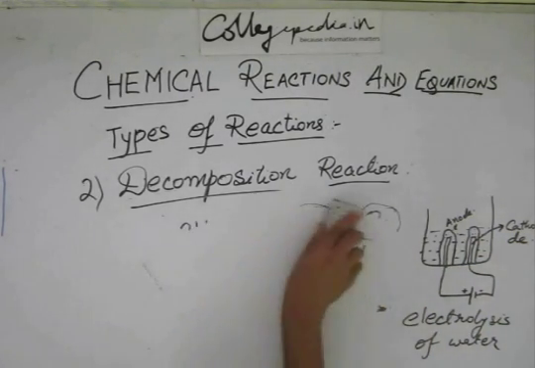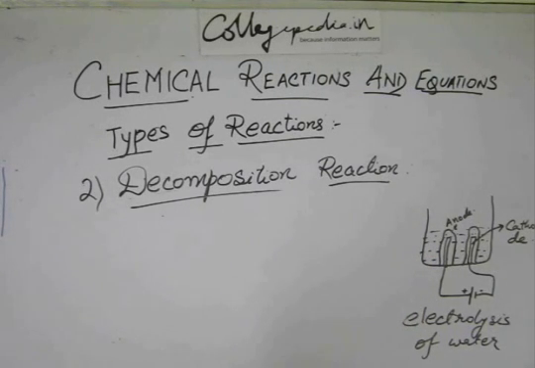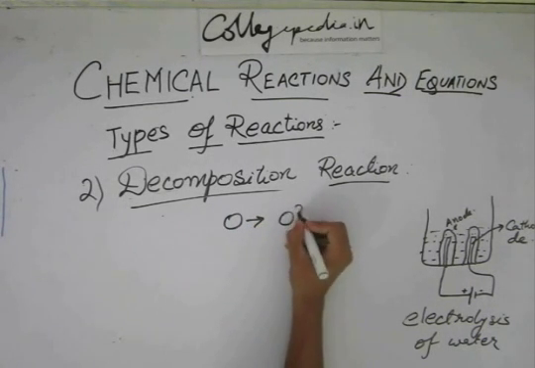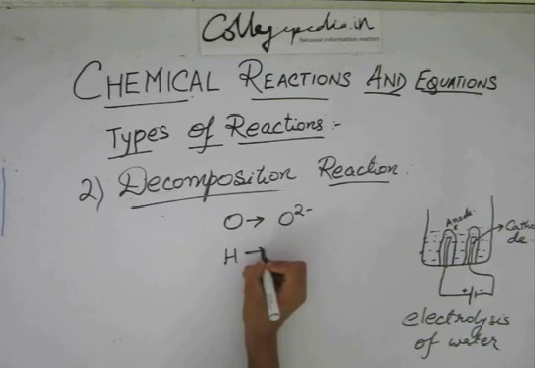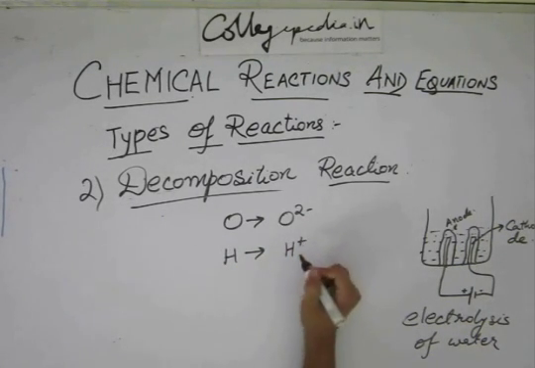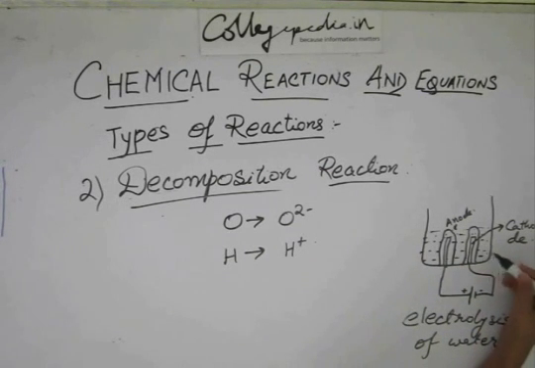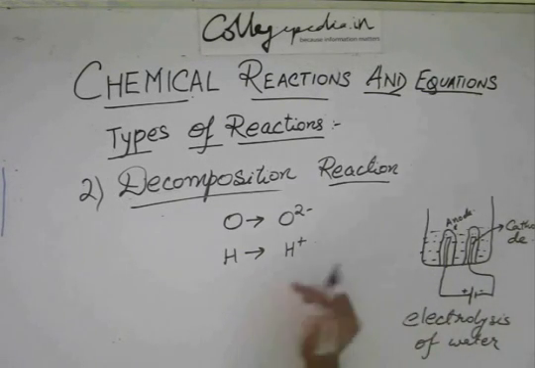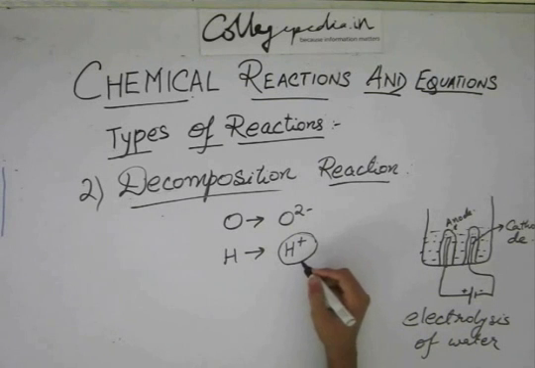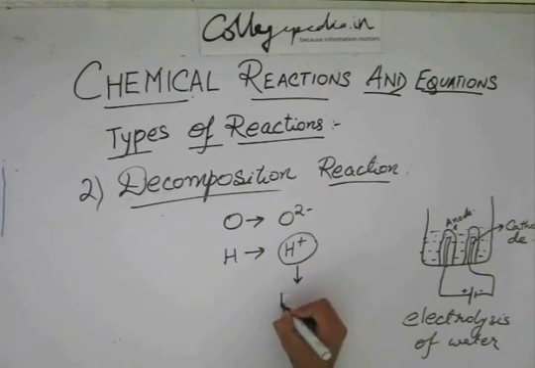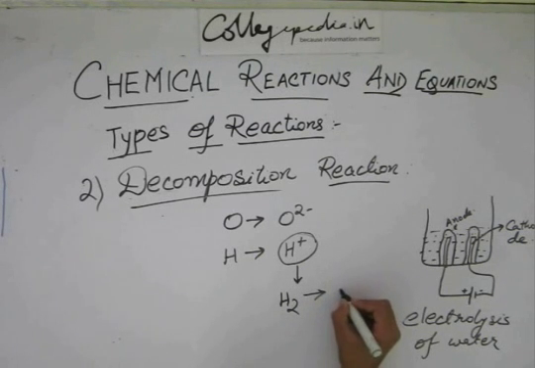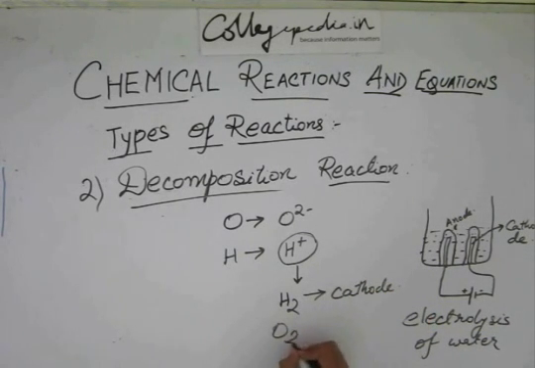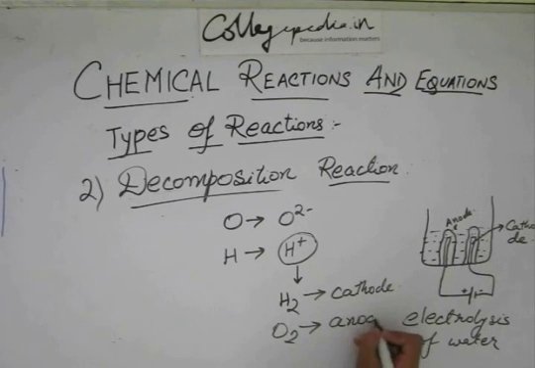And oh yes, which will collect on which electrode? You see, oxygen will form the anion, which is O2 minus. Hydrogen will form the cation, which is H plus. So cations move towards the cathode because it's negatively charged. The plus will move towards the minus, obviously. So this cation, hydrogen, will collect over the cathode, and the oxygen will collect over the anode.